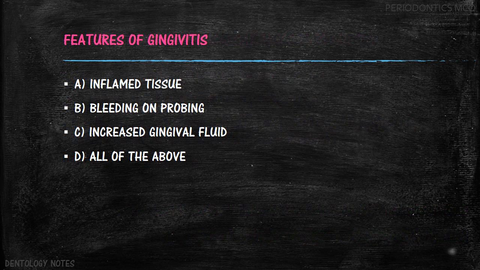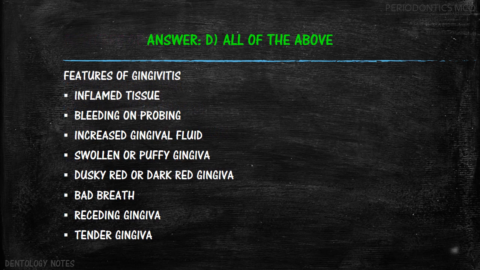Features of gingivitis: A. Inflamed tissue. B. Bleeding on probing. C. Increased gingival fluid. D. All of the above. Answer D. All of the above. Features of gingivitis: inflamed tissue, bleeding on probing, increased gingival fluid, swollen or puffy gingiva, dusky red or dark red gingiva, bad breath, receding gingiva, tender gingiva.